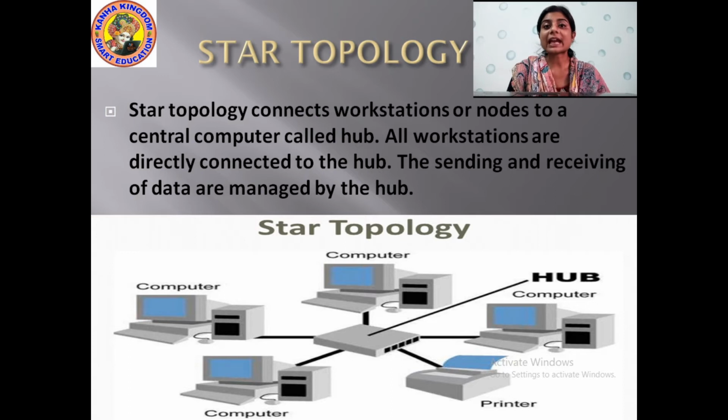That means the central computer. The data being transferred to the different computers are all managed by the central computer, which is called the hub in star topology. It is the main one, and it transfers all the data and information to different computers. It has a specific central computer called the hub, which sends the information or data to different computers. Understood?